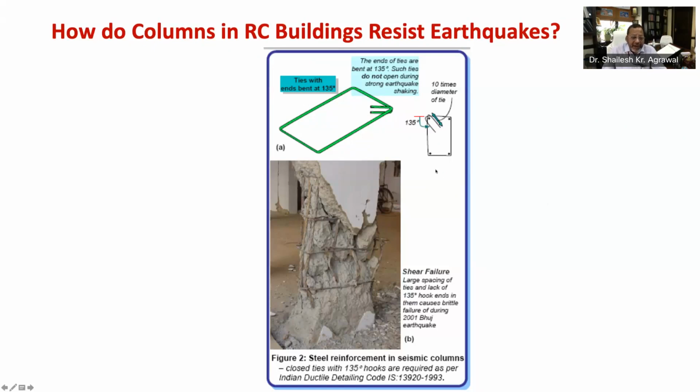Please note the ends of ties must be bent at 135 degrees as shown in this figure. Such hooks prevent opening of loops and consequently buckling of concrete and buckling of vertical bars. A typical shear failure due to lack of 135-degree hooks and large spacing of ties is shown in this figure 2b during the Bhuj earthquake of 2001.